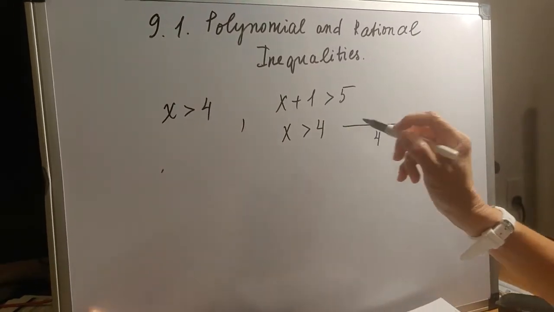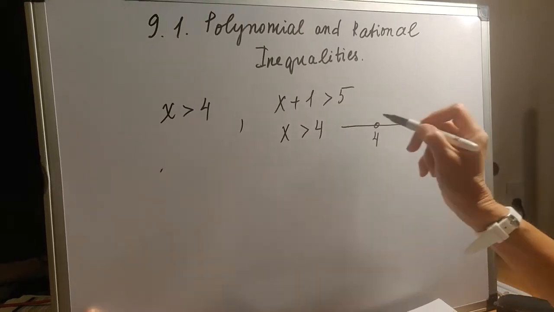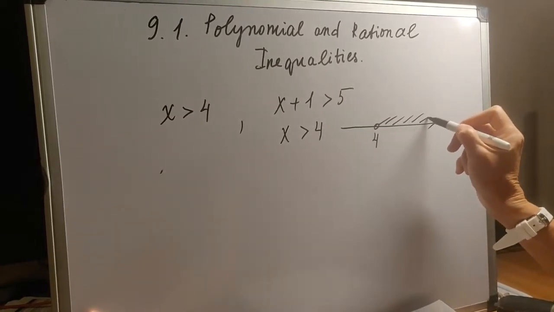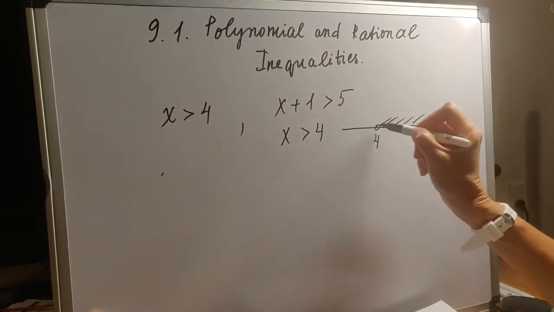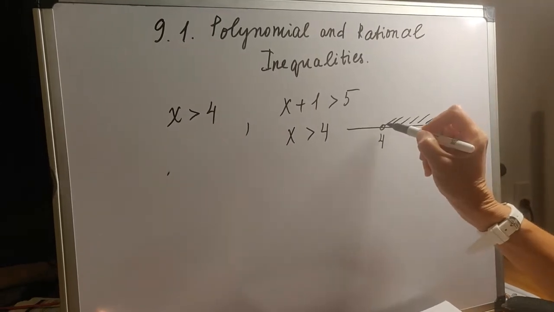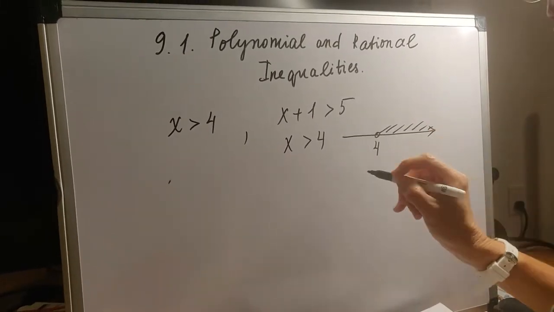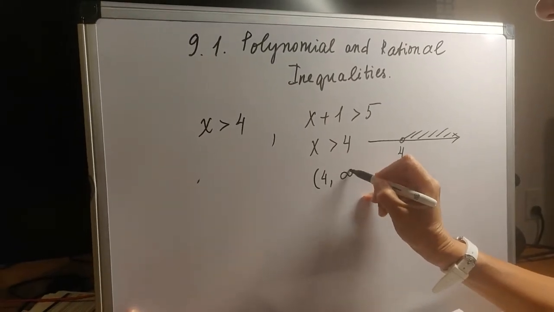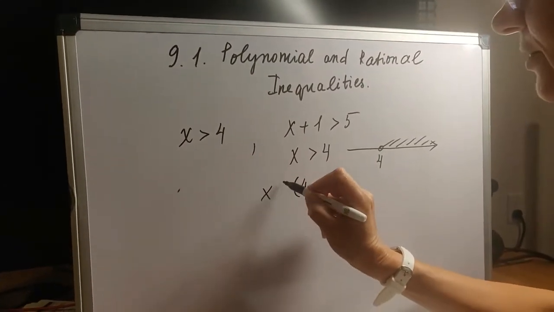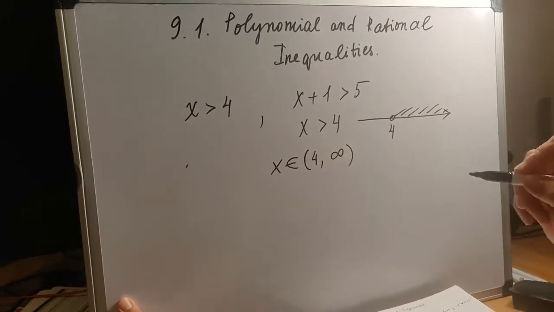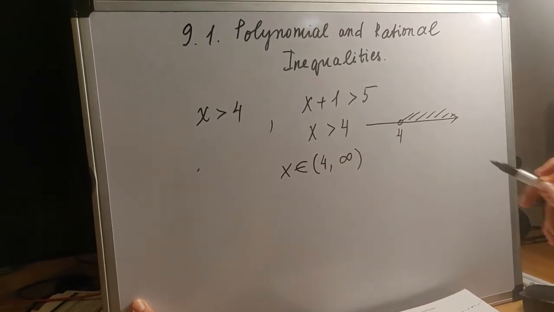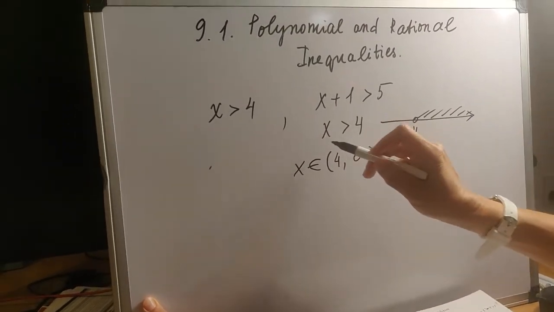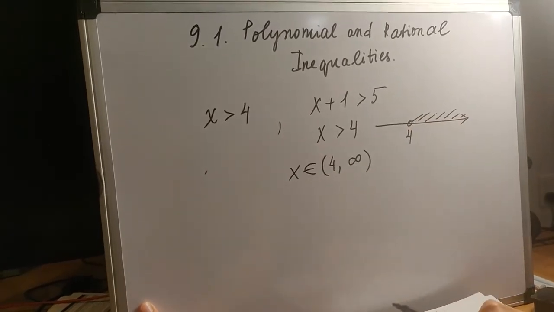My x's, or possible solutions, are greater than 4. If I do have a greater or equal sign, I'm going to include 4. If I just have greater, I'm going to not include 4. Interval notation is going to be from 4 to positive infinity. And I'm going to write down my answer like this: x belongs to the interval from 4 to positive infinity. So any number from here is going to make this inequality a true statement.